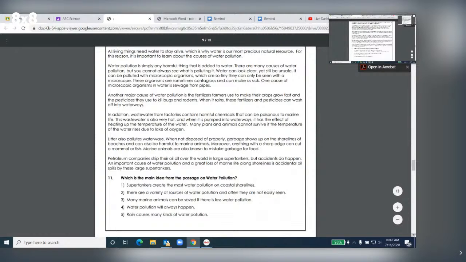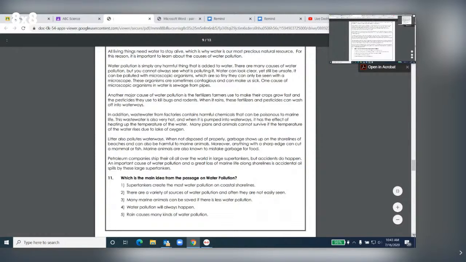I would say the main idea is there's a variety of sources of water pollution, whether it be garbage, warm water, oil, litter, and they're not often easily seen because you don't necessarily see. I mean, when there's an oil spill, you see that. You really don't see wastewater going into our water, our streams and lakes.